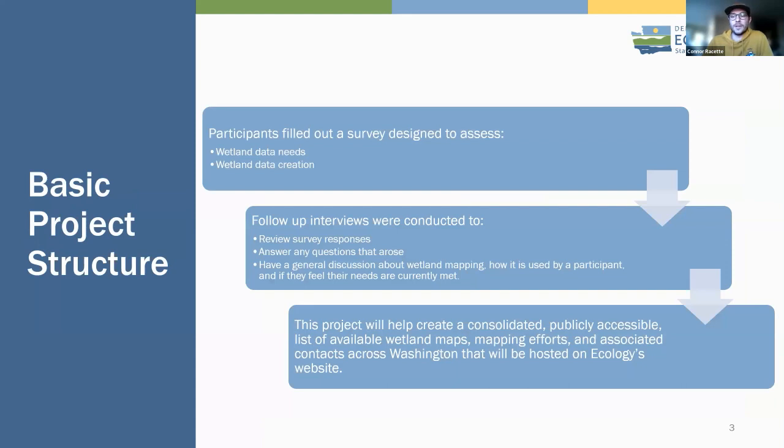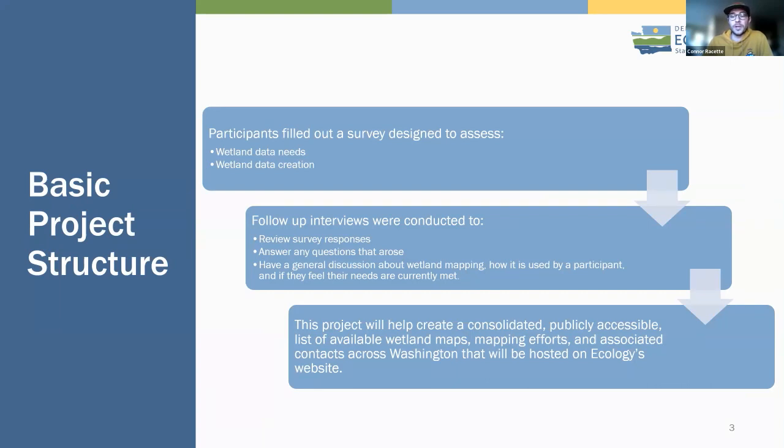So first, outreach occurred to create a list of probable participants via active direct outreach and project announcement through the Ecology listserv and a variety of other related organizations' mailing lists, which some of you may have received. Next, a survey was developed to better understand two key areas of interest. First, the wetland data needs of all participants, and then for those who create wetland data, there was a section much more technical in nature, asking some specifics about that data creation and maintenance.